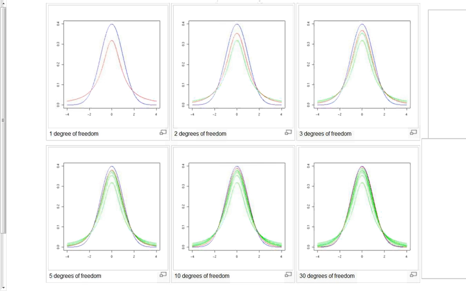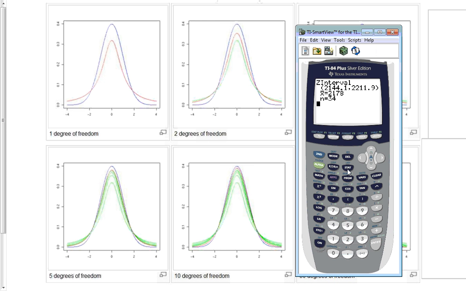So what does this mean for us? It means that whenever we have a small sample size, it's actually more accurate to use the t distribution to do our calculations. So before, on our calculators, we went to stat tests and we went down to z interval here. Instead, now we're going to use t interval whenever we have a small sample size.